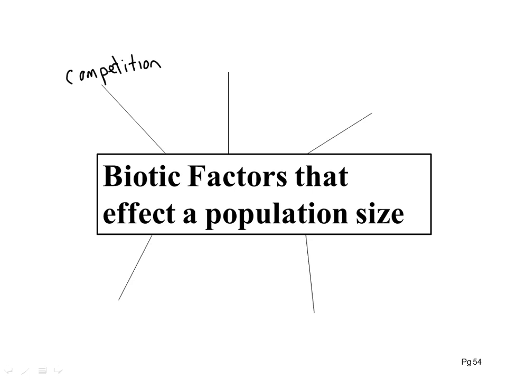Predation. Again, predation is the predator-prey relationship. Is there another animal in the ecosystem that's going to come and try to eat that animal? That's going to affect population size. Is there a predator there? And if there is no predator, maybe the population goes sky high.